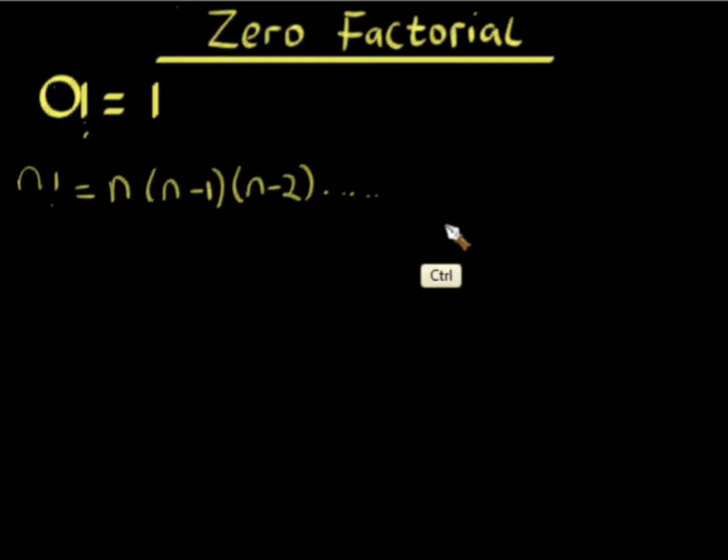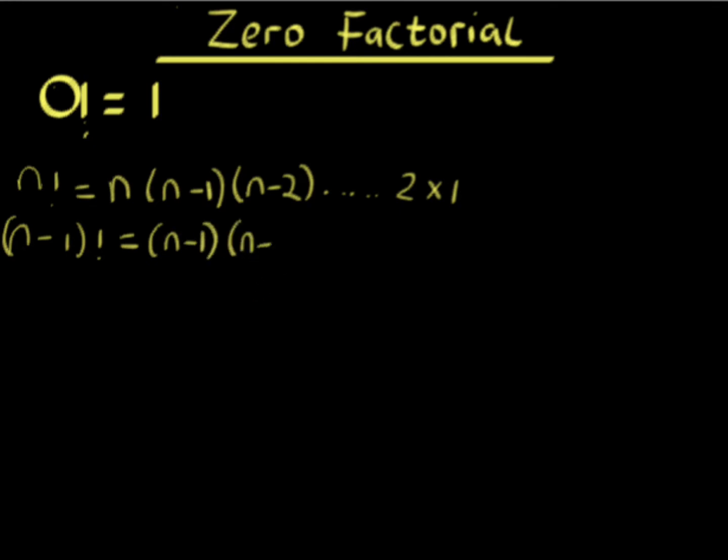Let me write that down properly. 2 times 1. Now, for the general formula, this is what we have. Now, if we were to find n minus 1 factorial, this would give us n minus 1 multiplied by n minus 2 down till you get to 2 times 1.